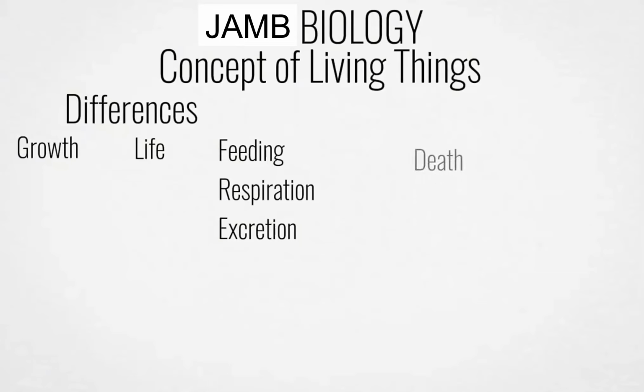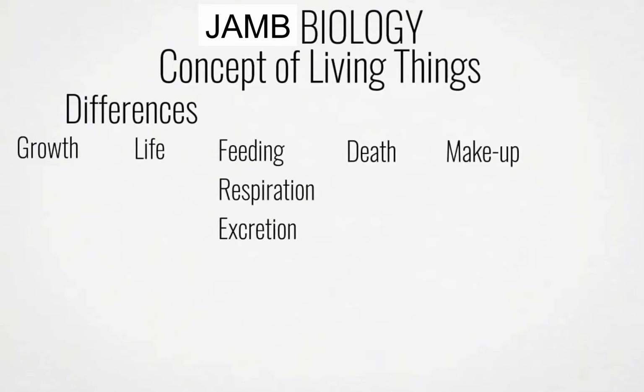Also, living things age and die. Non-living things do not die. So another difference is that living things cannot be made of just one element, but some non-living things like copper, iron, zinc, and the rest of them can be made of just one element. So there are lots and lots of differences between living things and non-living things.